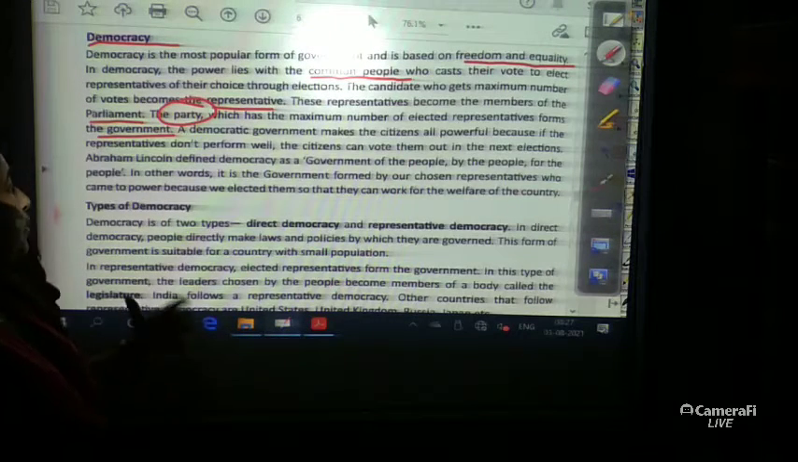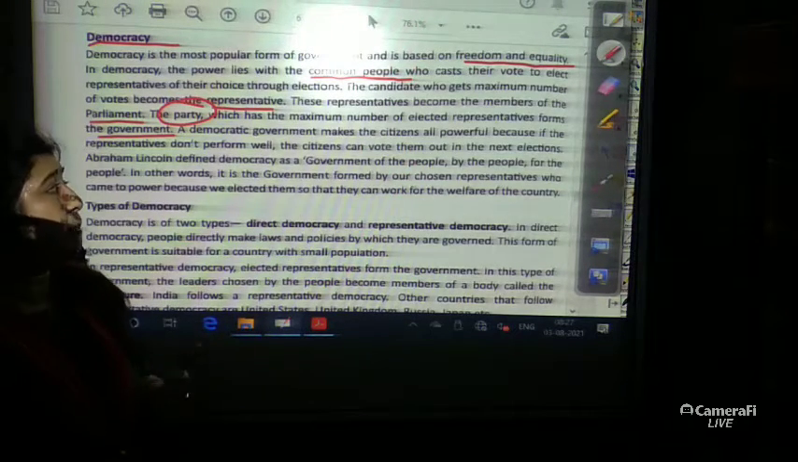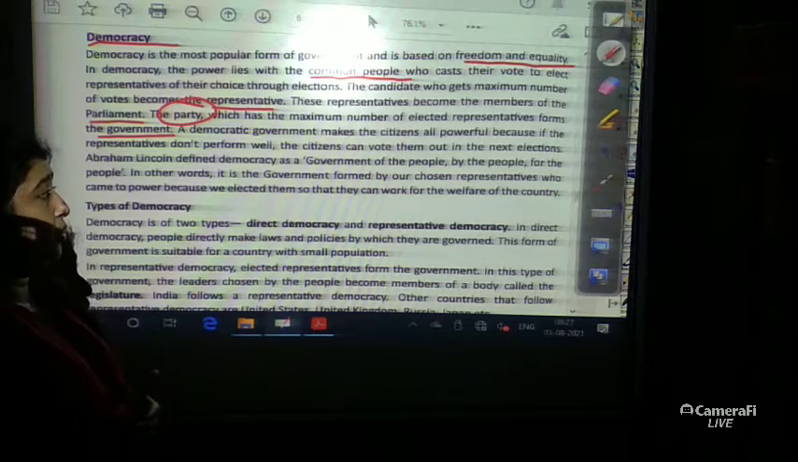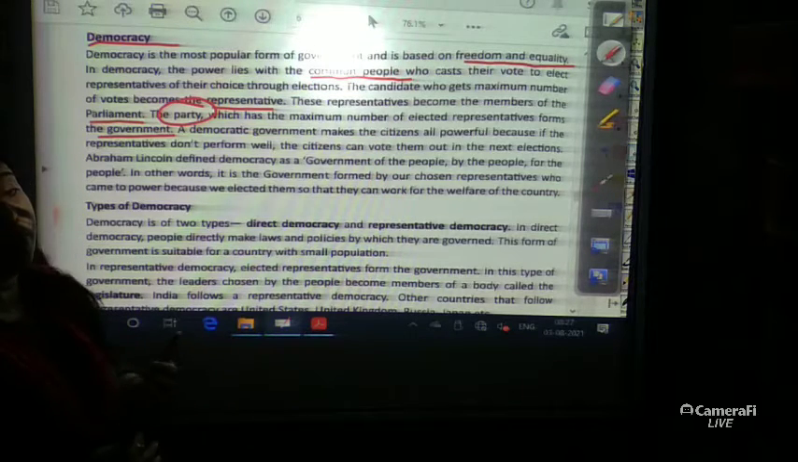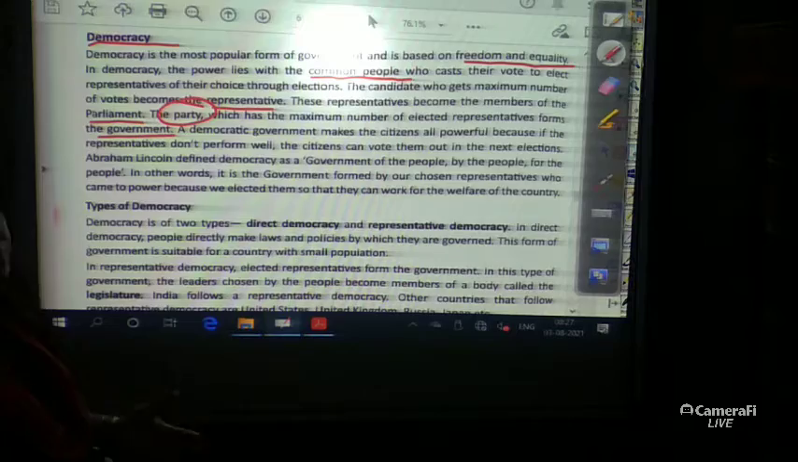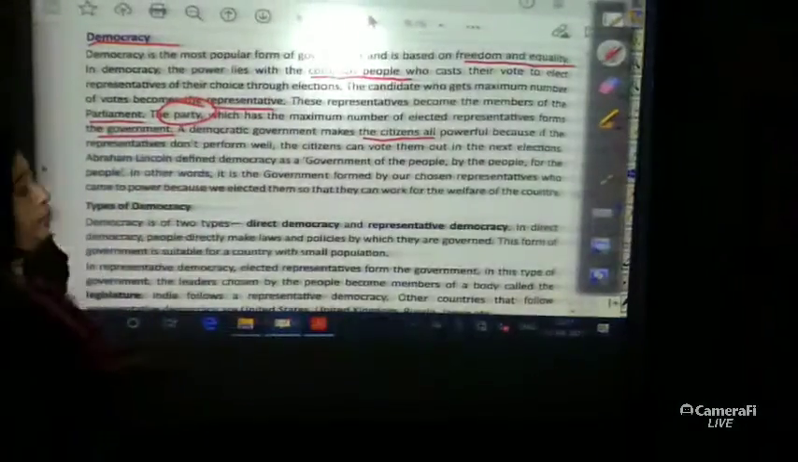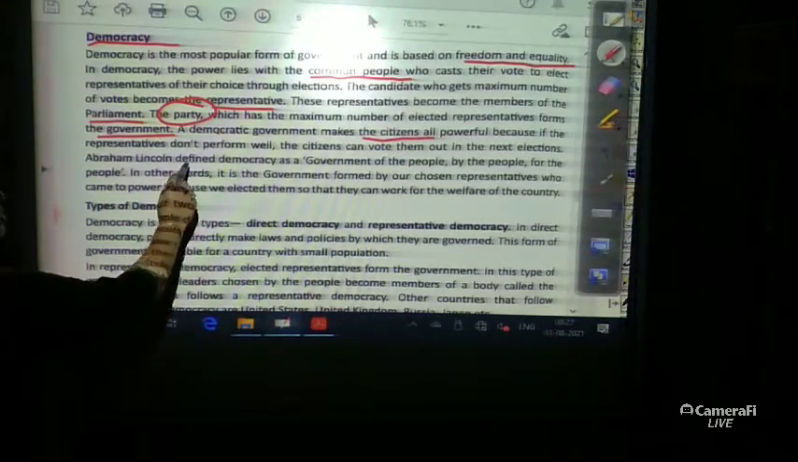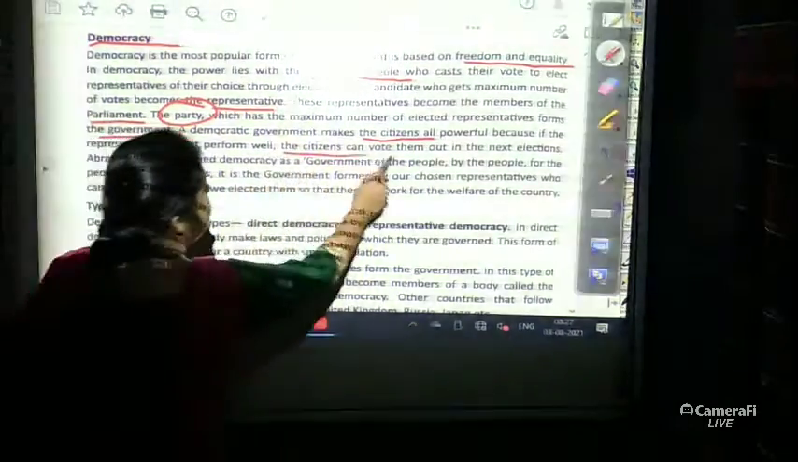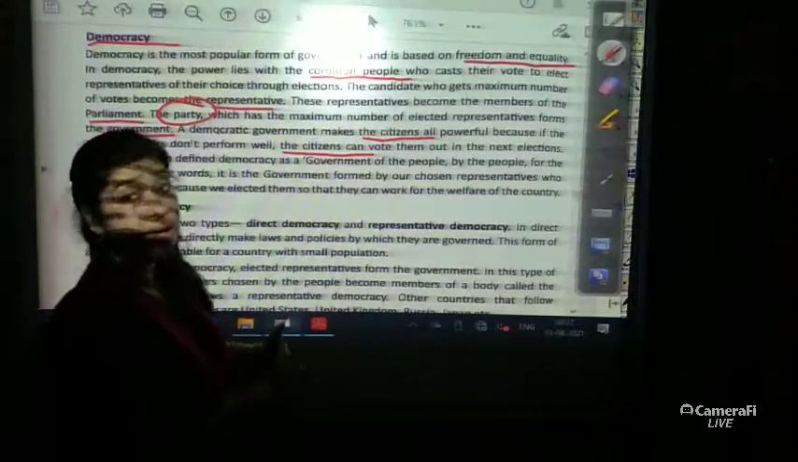The party which has the maximum number of elected representatives forms the government. So who forms the government? The party that gets the maximum number of votes, the maximum number of elected representatives, makes the government. A democratic government makes the citizens all powerful, because if the representatives don't perform well, the citizens can vote them out in the next election.